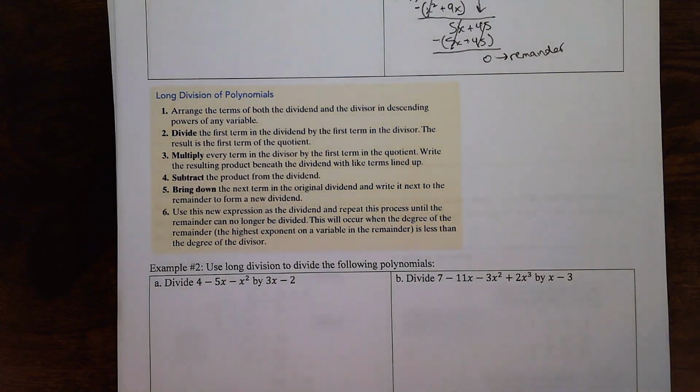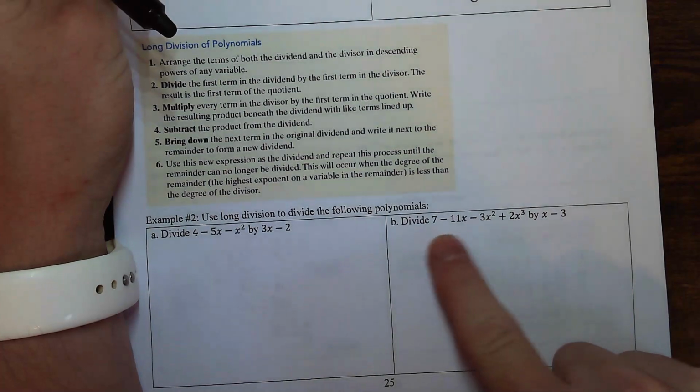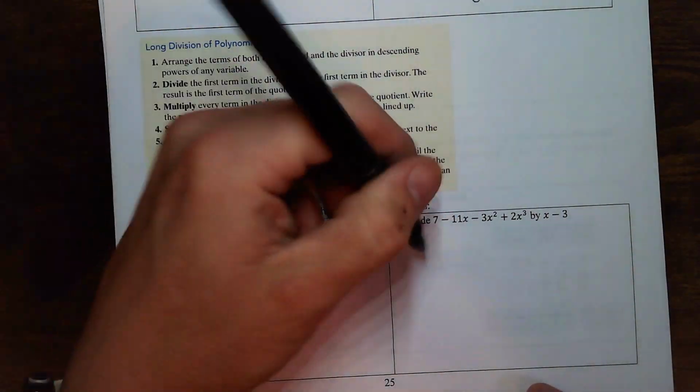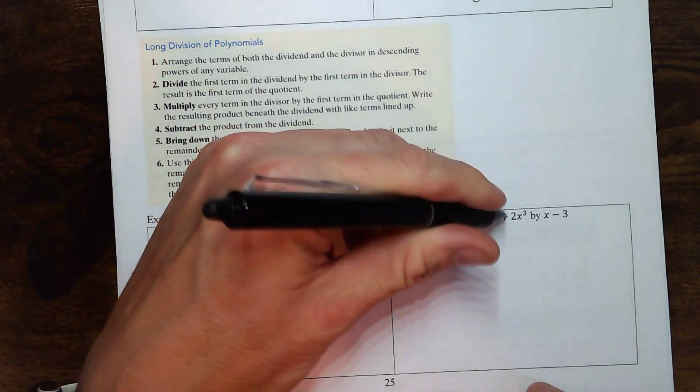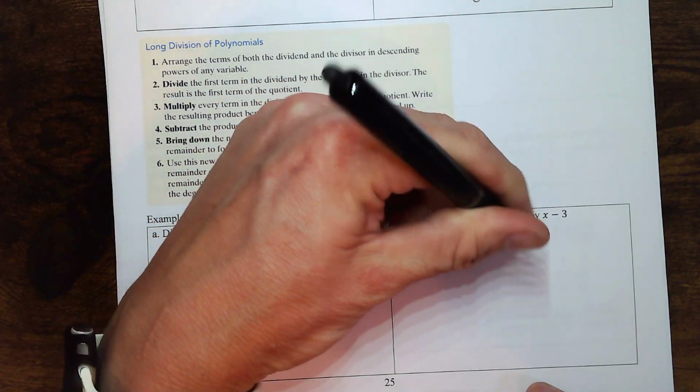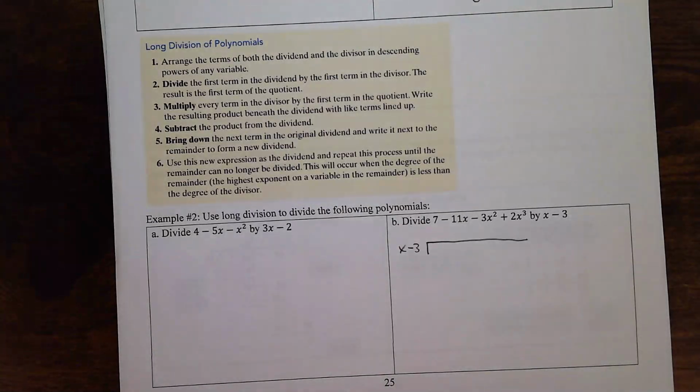Now, I might have gone a little too fast on that first example. So in the second example, I'm going to do long division again, but notice this is all kind of out of whack, okay? So when I do long division, I need to put the powers in descending order. Descending order means from highest power to lowest power, okay?